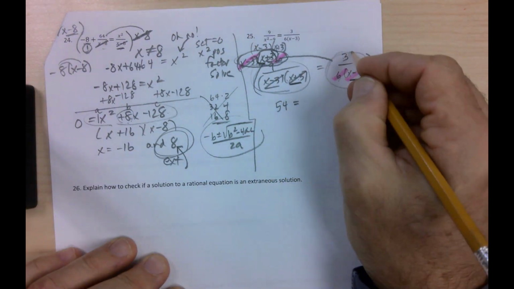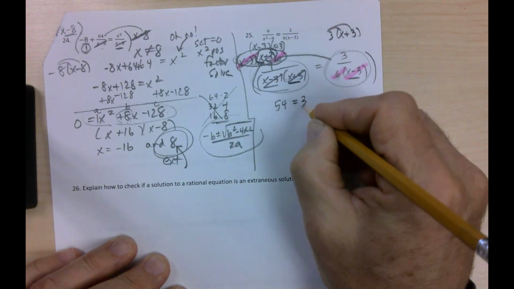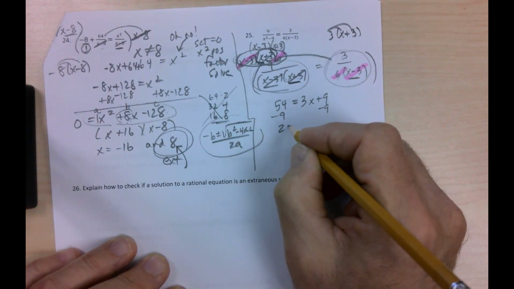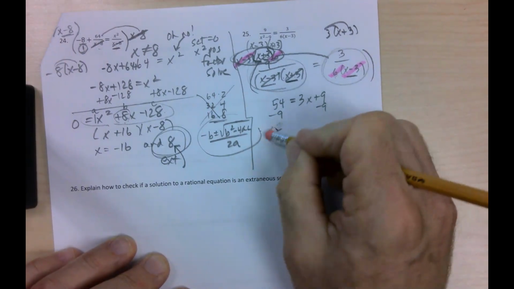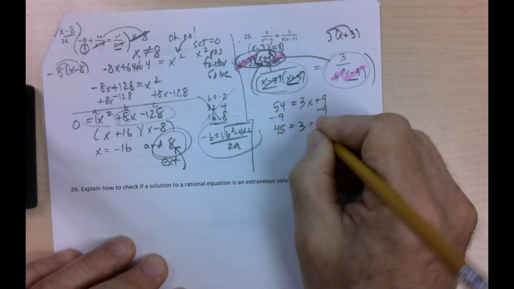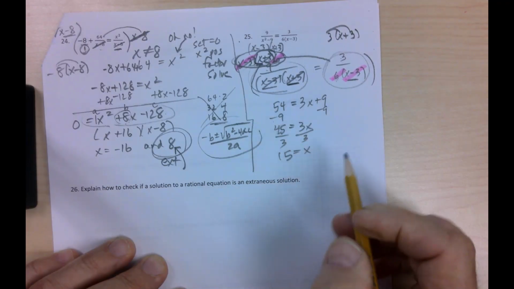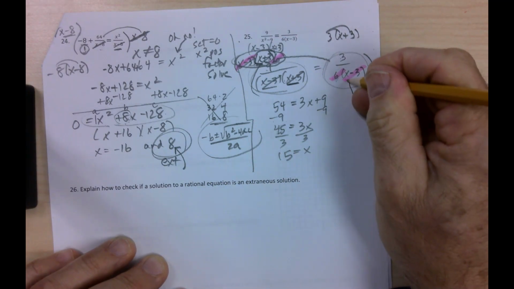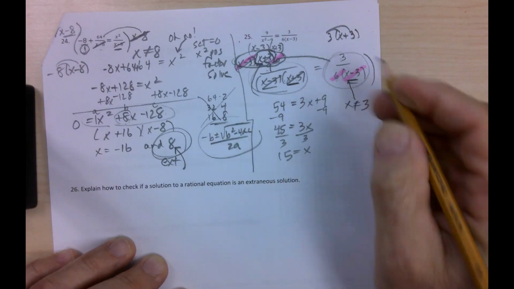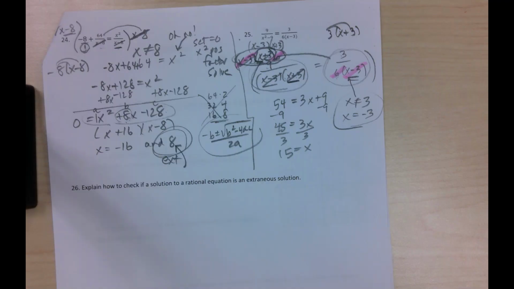And that has to hit the 3. So that's 3 times x plus 3. Distribute, distribute. 3x plus 9. So I'm going to subtract 9. And I get 20, whoopsie, I get 45 equals 3x, divide by 3, and I get x is 15. Now, up here, x cannot equal 3. From here, x cannot equal negative 3. And there you have it.